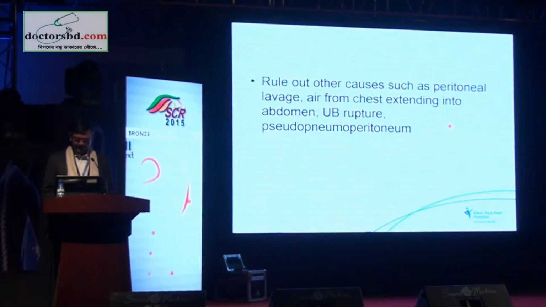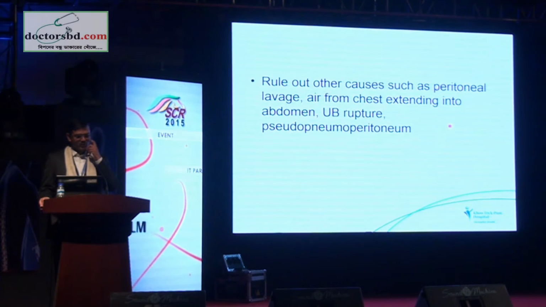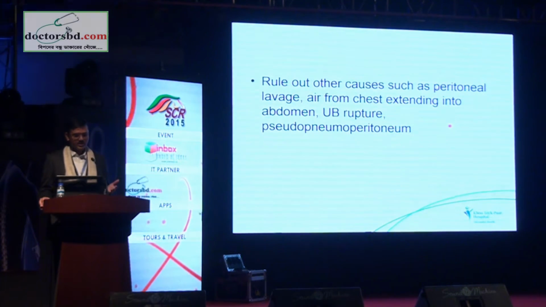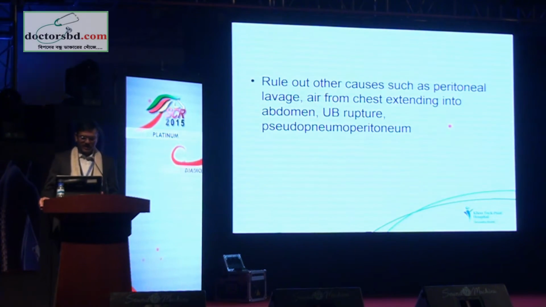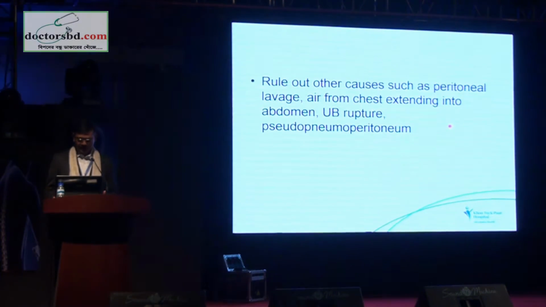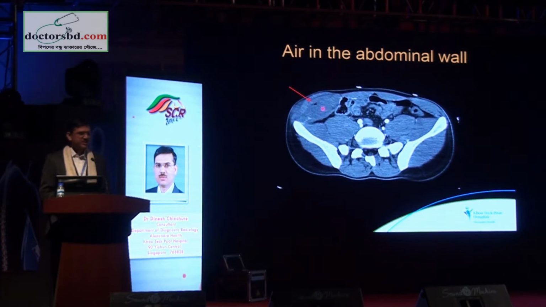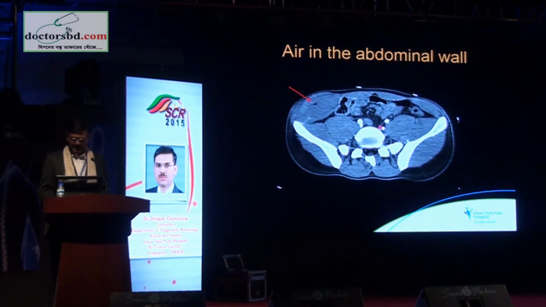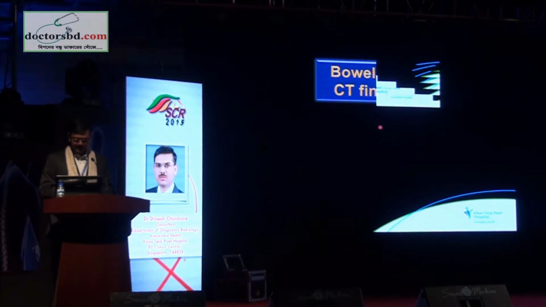much easier. So when you see a free air, the other differential will be to rule out other causes like peritoneal lavage, has this patient undergone, if there is air from the chest which is entering into the abdomen, a bladder rupture or pseudo-pneumoperitoneum. Pseudo-pneumoperitoneum is air in the abdominal wall, something like this, which is because of the superficial injuries. It's very easy to diagnose this, will not really have a problem here.